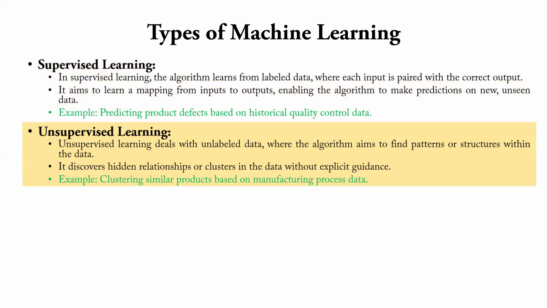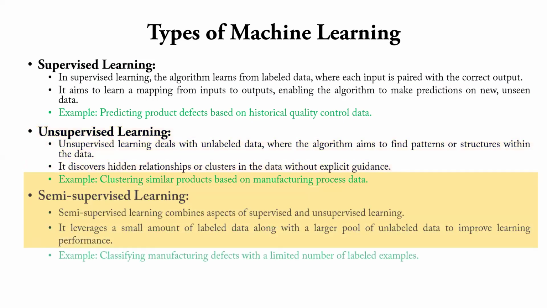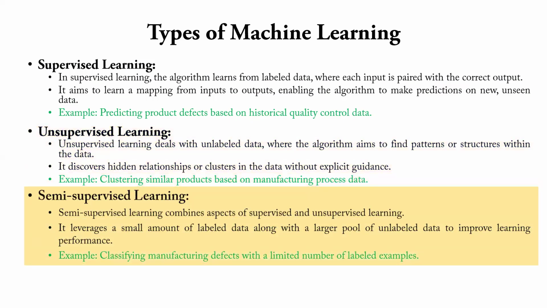Unsupervised learning is generally used for clustering. Example: clustering similar products. These don't need labeled data. If you give an algorithm clustering, it means grouping similar types of things. Suppose the defective products are grouped together and good products are grouped together like that. The next one is a combination of both. With some unsupervised learning, you can go for classifying manufacturing defects.